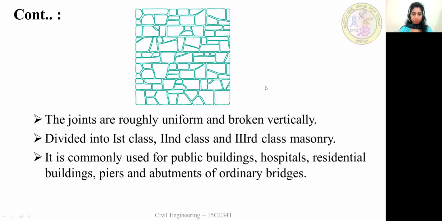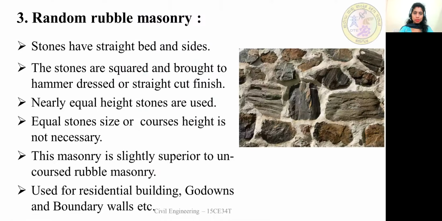Here you can observe. Next, moving on to random rubble masonry. See here, the stones have straight beds and sides. The stones are squared and brought to hammer dressed or straight cut finish.